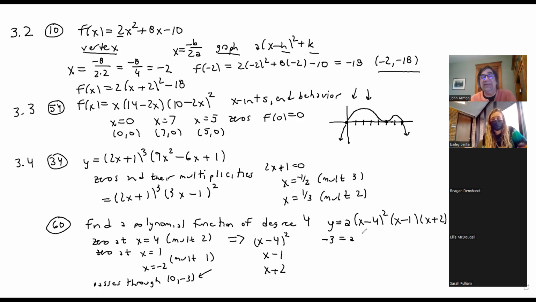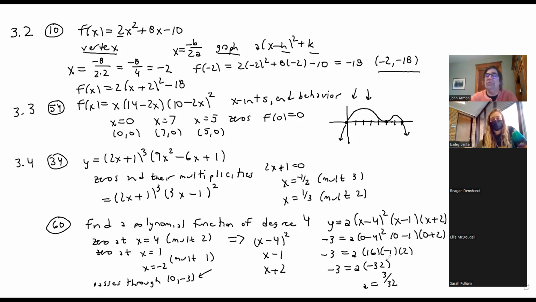So that means when x is 0, plug 0 in for x, y is equal to negative 3. And the only thing left to find is a. So solve the equation for a. This is negative 4 squared, so that's positive 16. This is negative 1, and this is positive 2. So it's negative 3 is equal to a times negative 32. So quite an interesting shrink factor there. It's 3 over 32. So the graph's really been compressed in this direction, but that's how you find it.